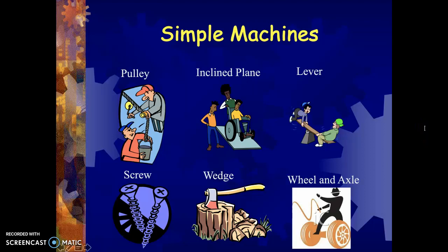Okay, as we move through today's lessons, what we're going to be talking about are the 6 types of simple machines. You can see those pictured here. They are the pulley, incline plane, lever, screw, wedge, and wheel and axle.